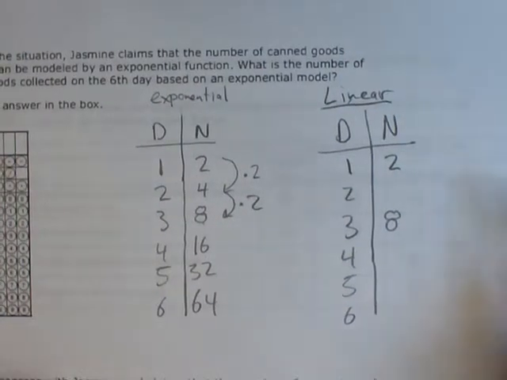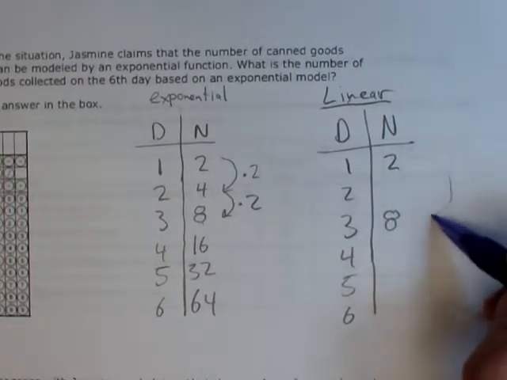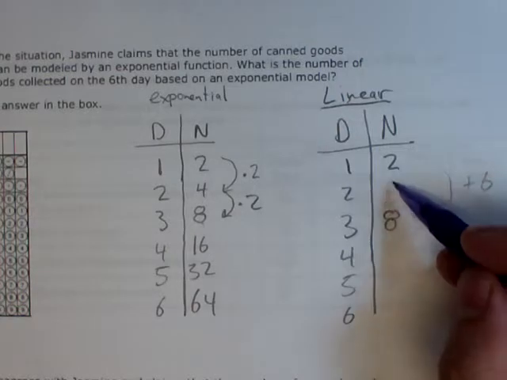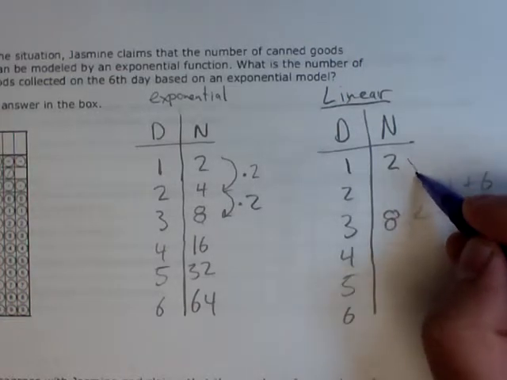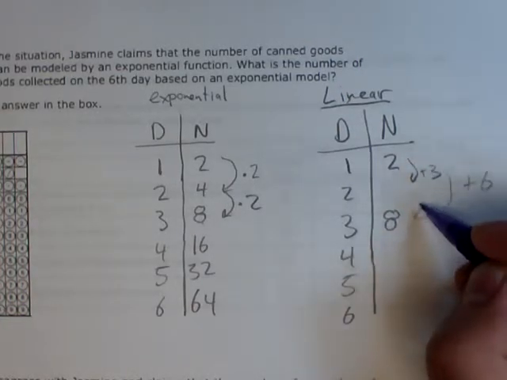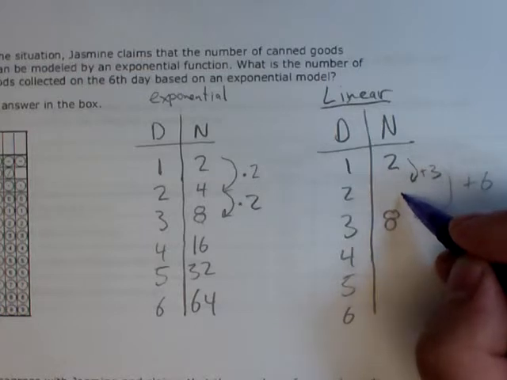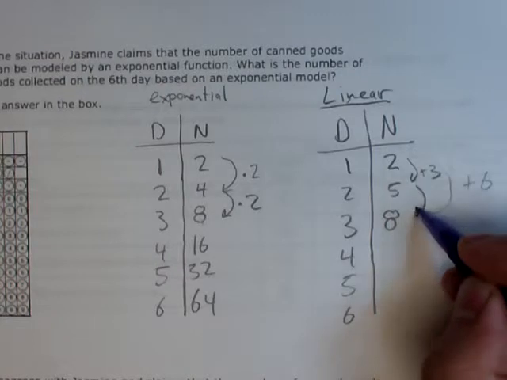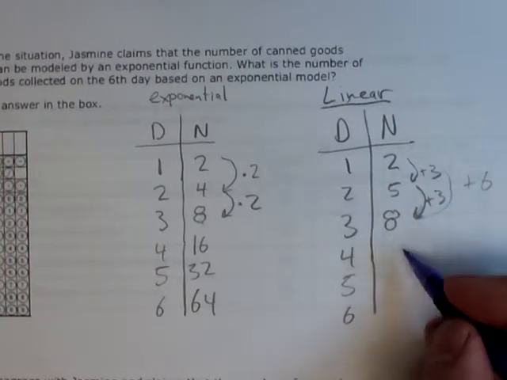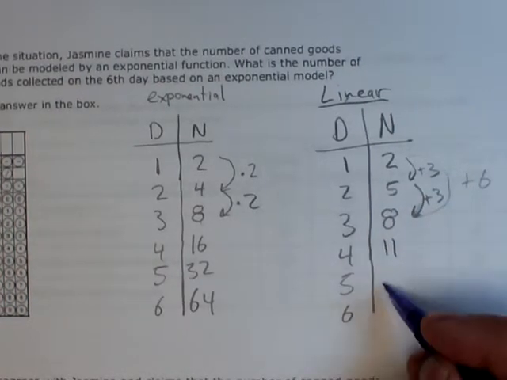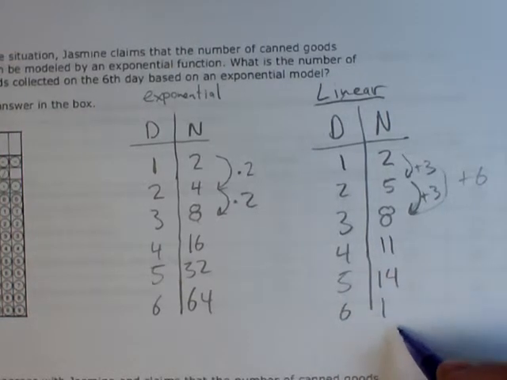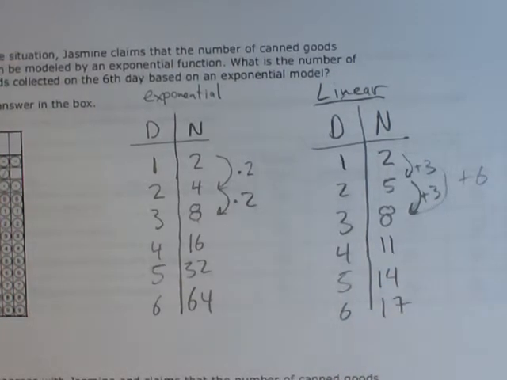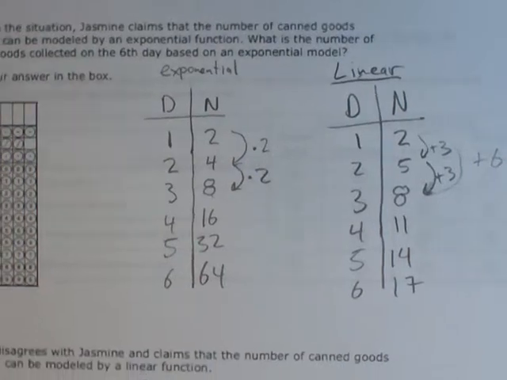So if it's linear, we need to add the same thing each time. Between 2 and 8 is plus 6, which means if we have 1 in between, it has to be plus 3. So that would be 5, 8, 11, 14, 17.